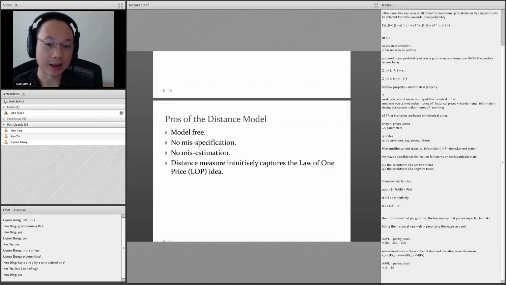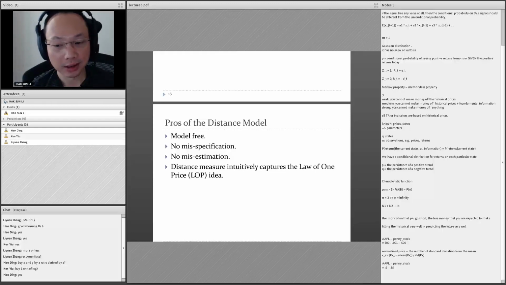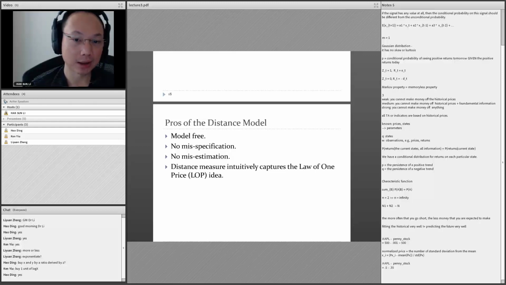The idea of the distance method is that it captures the law of one price, because when two assets are very close to each other and they move together, they essentially behave as if they are one asset, so they should have one price. That's why when one goes up, the other is supposed to go up, and when one goes down, the other is supposed to go down. The law of one price.